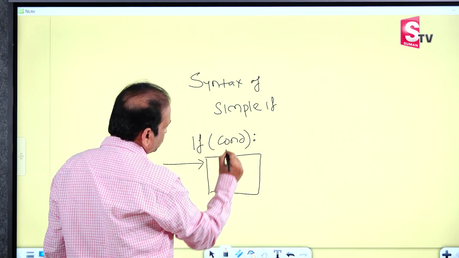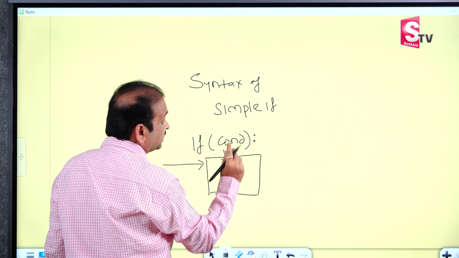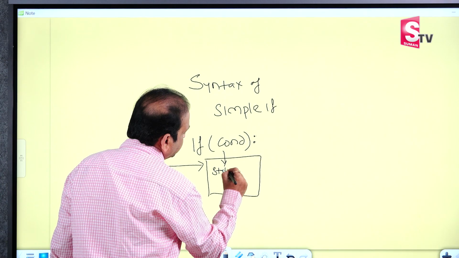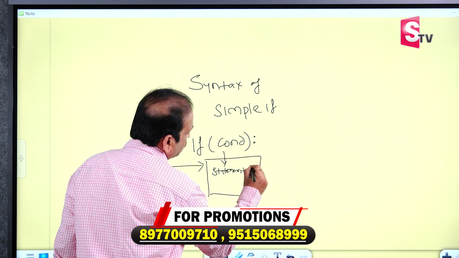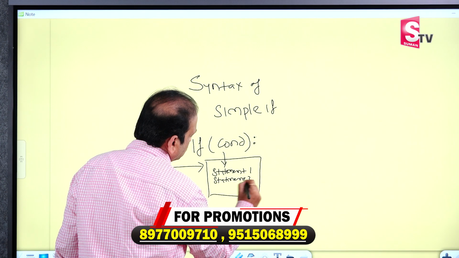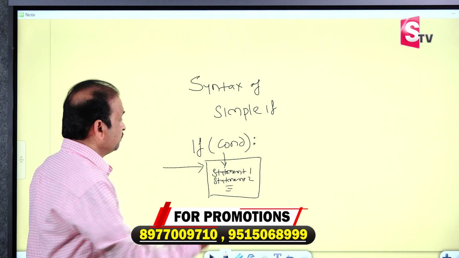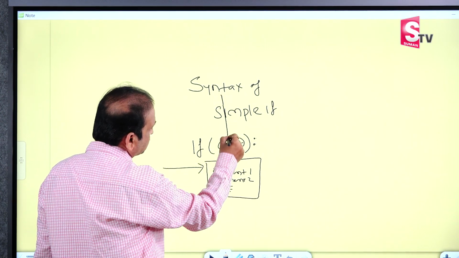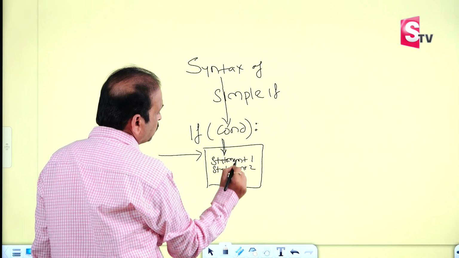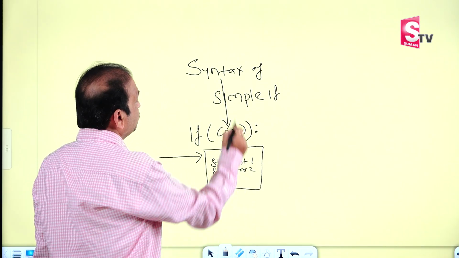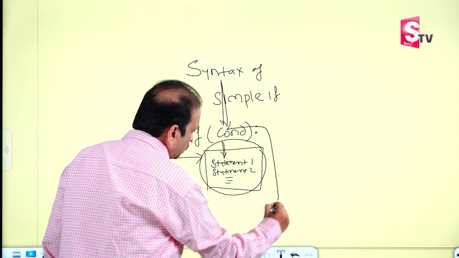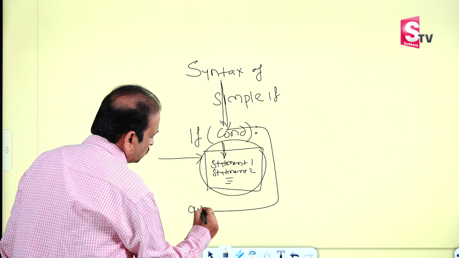If the condition is true, then it comes to this if block. When the condition is true, it will execute these statements here, for example statement 1, statement 2, and so on. If the condition is true, the program control comes like this, to this if block. If the condition is false, it won't go to this block. It comes out of the block here. This is out of the block.